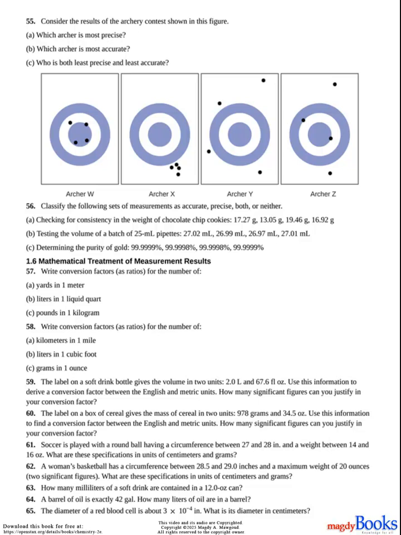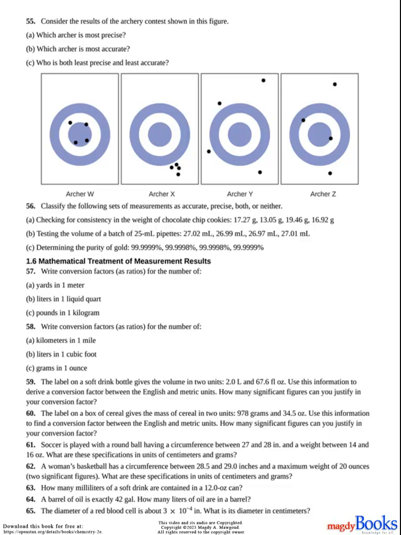59. The label on a soft drink bottle gives the volume in 2 units, 2.0 liter and 67.6 fluid ounce. Use this information to derive a conversion factor between the English and metric units. How many significant figures can you justify in your conversion factor?